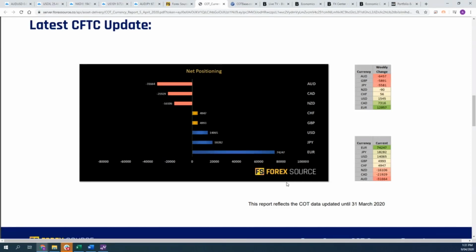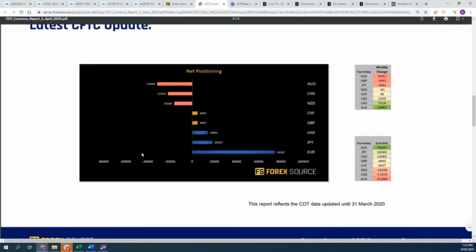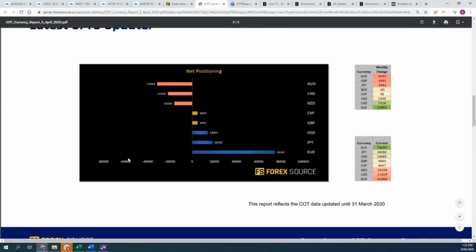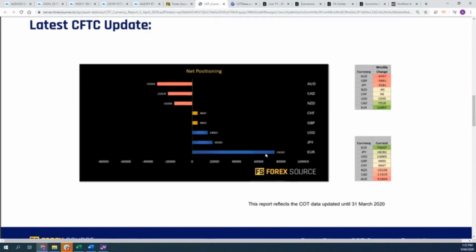So let's take the Euro as a good example. With the biggest net long position sitting at 74,000, our current fundamental bias for the Euro remains to the downside, remains bearish. So if we have a look at that, it means that there is lots of room to the downside for this position to be unwound for the Euro, which is why we can look for potential opportunities on any rallies in the Euro versus, let's say, the US dollar or any other stronger currencies to look for some potential downside trades. So that is one example of how you can use it.